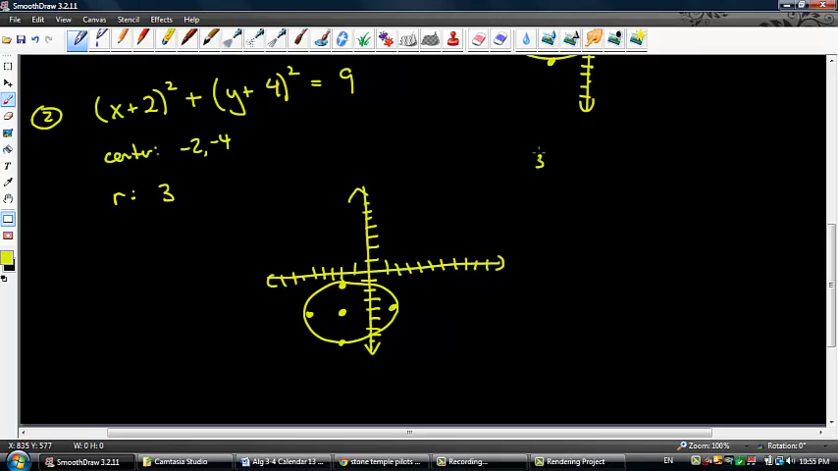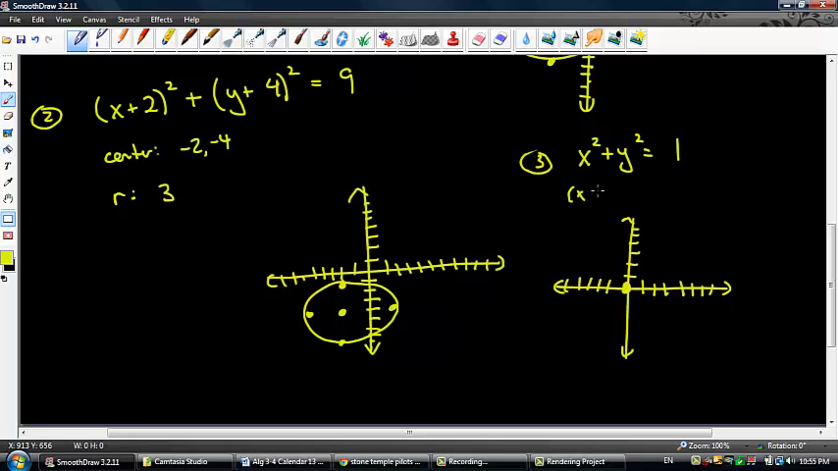Sometimes they might give you something easier, but because you're not used to it, it might look hard. x squared plus y squared equals 1. Well, because there are no parentheses to speak of, we can assume that the center is at 0, 0. Think about this as x minus 0 squared plus y minus 0 squared equals 1. So here I'm centered at the origin. I go out 1 to the left, down 1, and to the right 1. And that's my circle. So that's how to draw a circle.